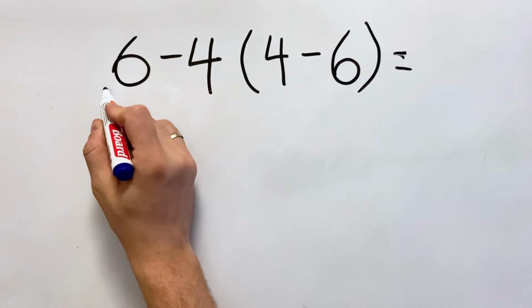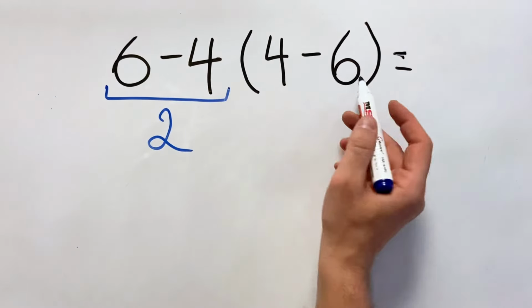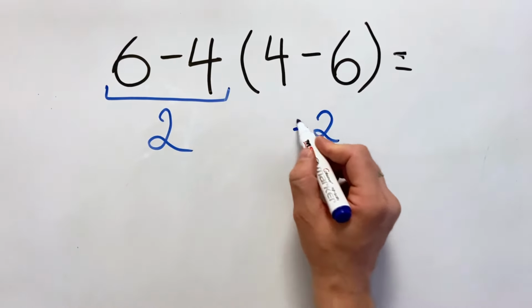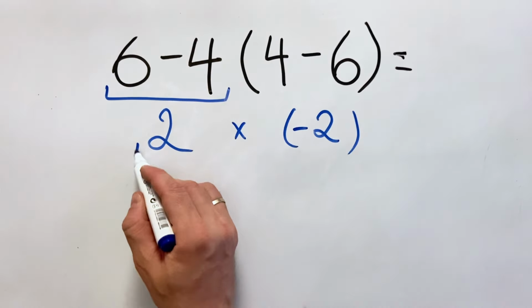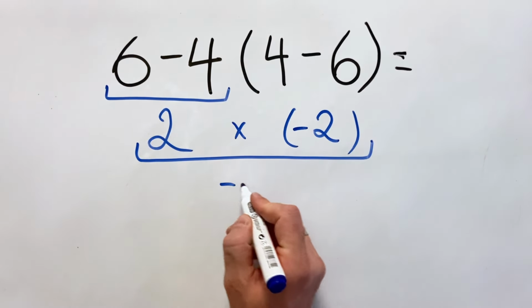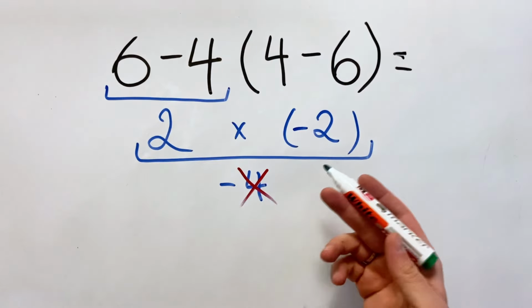6 minus 4 equals 2. 4 minus 6 equals minus 2. 2 multiplied by minus 2 equals minus 4. But of course, this answer is not correct. Why is this answer not correct?